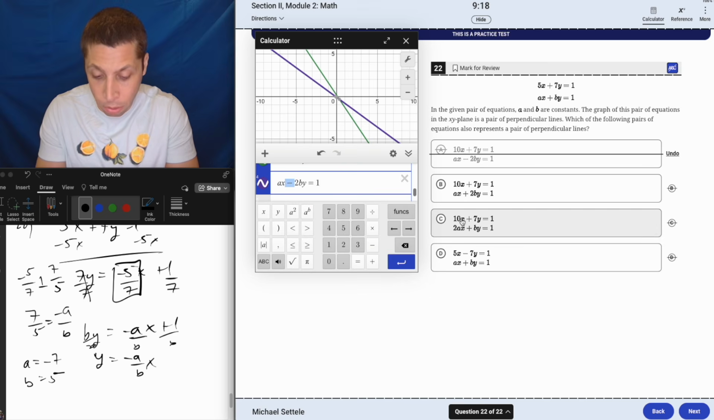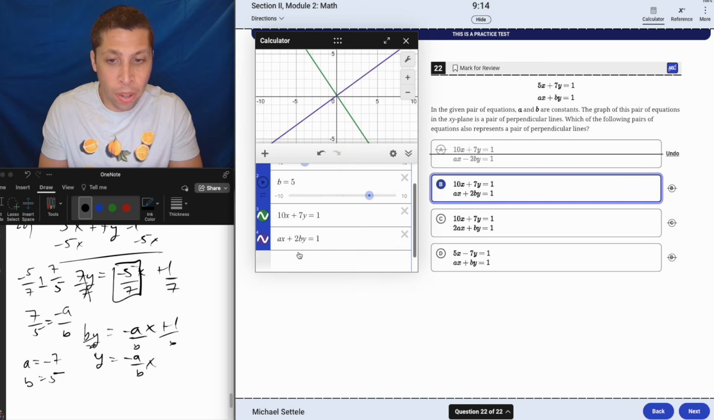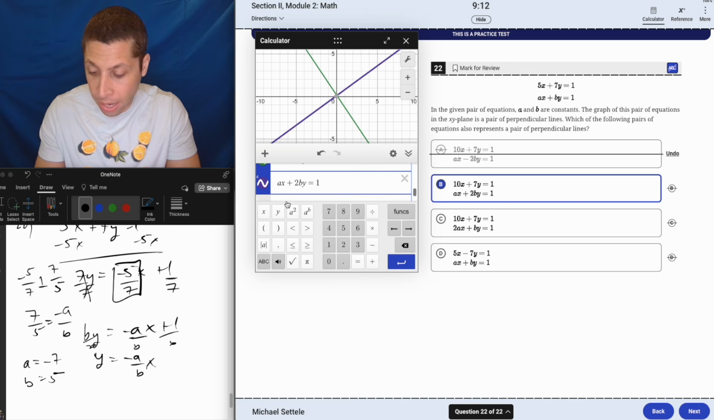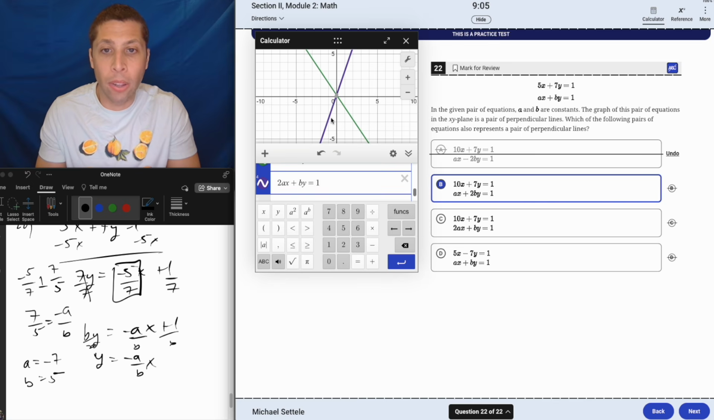So let's flip that to a plus. Those look pretty perpendicular to me. Let's just try the others just to make sure. So this is a 2ax plus by. Those don't look perpendicular. And I can tell that it'll look perpendicular because I'm centered on the origin.